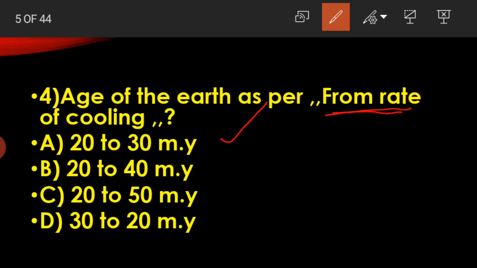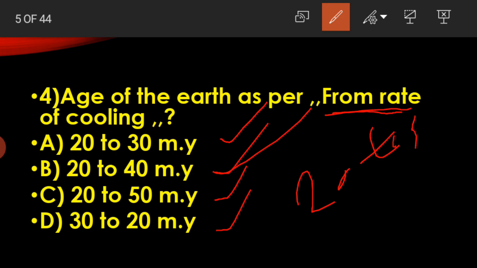Option A 20 to 30 million years, option B 20 to 40 million years, option C 20 to 50 million years, option D 30 to 20 million years. Here the correct answer is 20 to 40 million years. Okay, from rate of cooling, age of the earth is 20 to 40 million years. In 1897, the British physicist Lord Kelvin calculated the age of the earth from temperature difference between the initial molten planet and its present state. Okay, age of the earth as per the rate of cooling is 20 to 40 million years.